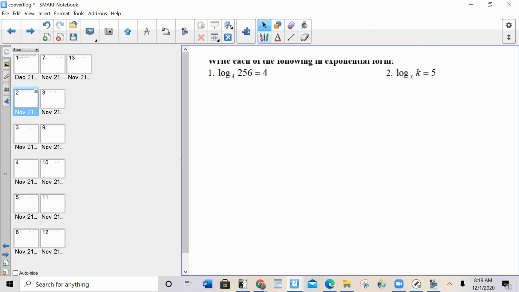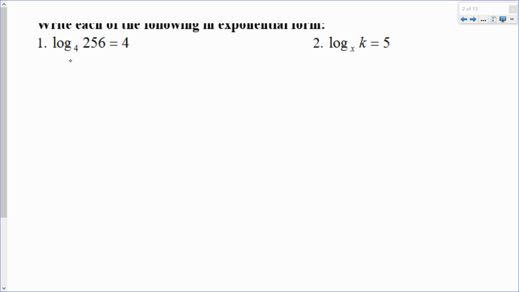So here's how the cycle works. I start with the base. And this is based on what we learned in the previous lesson in evaluating logs. So basically, we learned that this is saying 4 to what power is 256. So the answer is over here. So I'm starting with the base. The 4 to this power must equal this. So to put this into exponential form, it's 4 to the 4th power equals the answer.